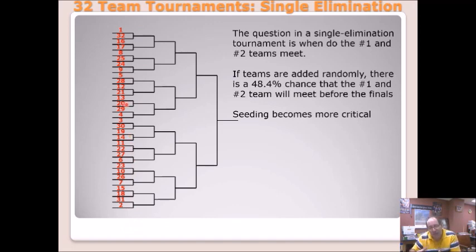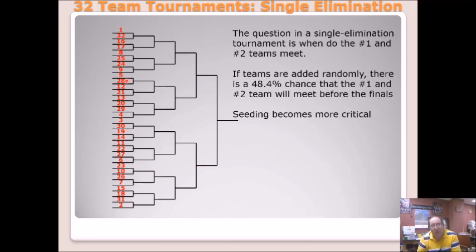You need to have good seeding, because if you were to put teams into the brackets in a random fashion, there would actually be a 48% chance that the number 1 and 2 teams will meet before the finals, and so that's never good. If we want a tournament that reflects the best teams finishing in the best positions, we'd want to have the 1 and 2 teams in opposite brackets, and that's what you can see when we have it seeded. But if it's done randomly, it's only a 51% chance that the number 2 team is on the other side of the bracket versus number 1.